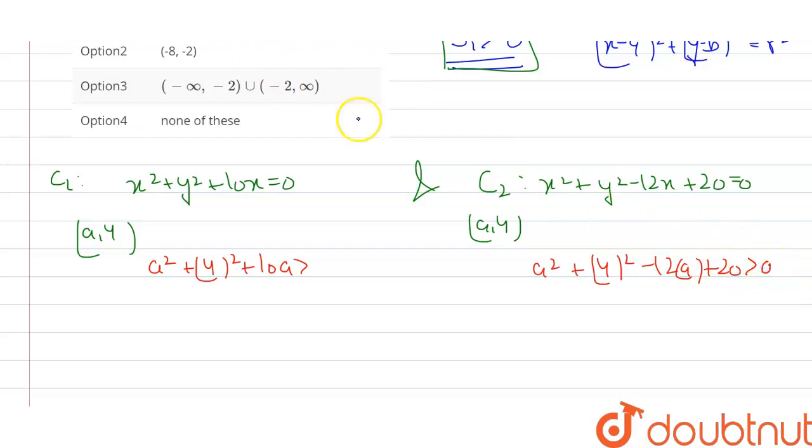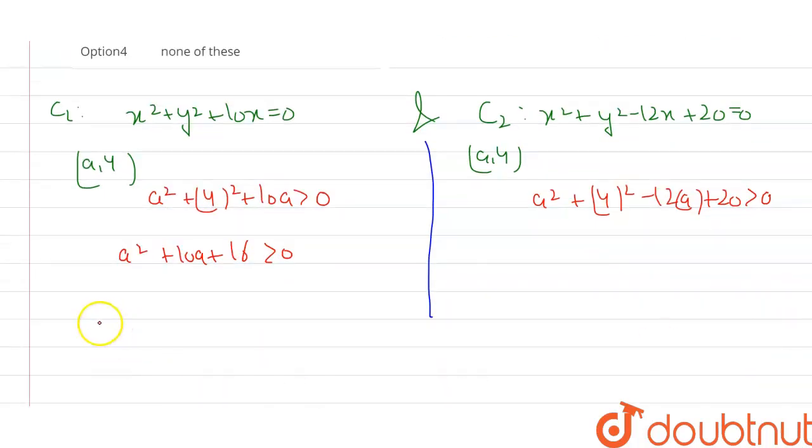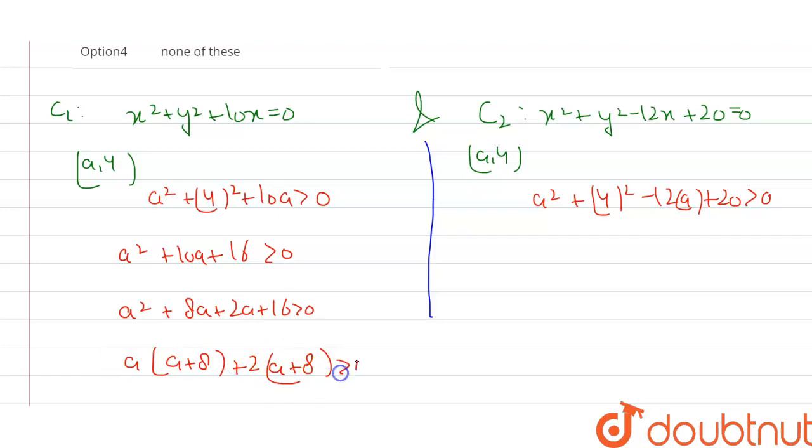So first I'll solve the C1 part, then I'll go to the C2 part. We'll go step by step. As this part is also greater than 0, a square plus 4 square, which is 16, plus 10a is greater than 0. Now how can I solve this equation? Using middle term splitting, I can write the equation as a square plus 8a plus 2a plus 16 greater than 0. Taking a common, a(a plus 8), and taking 2 common, 2(a plus 8), so this becomes (a plus 2)(a plus 8) greater than 0.